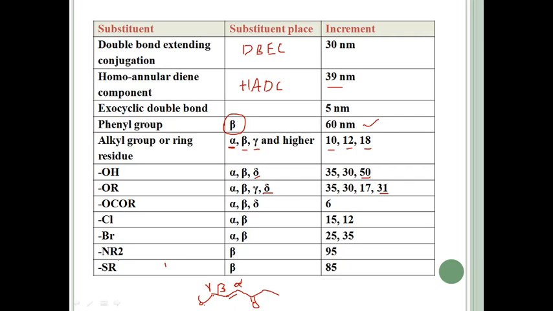Next substituent is thioalkyl substituent. When thioalkyl substituent is present at beta portion only, here also at beta portion we have to give 85 nanometer increment. Rest of the positions alpha, gamma and delta, if at all thioalkyl group is present, then there will be no increment. For the case of beta substitution only, we have to provide 85 nanometer. Okay, so this is the overall picture of parent system values and substituent increment values.